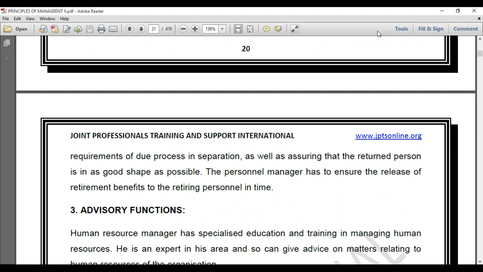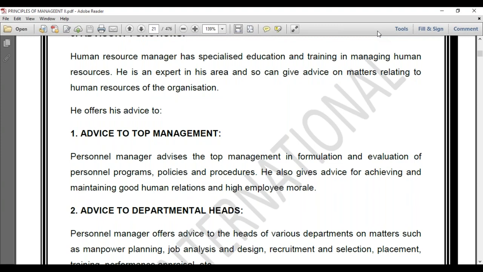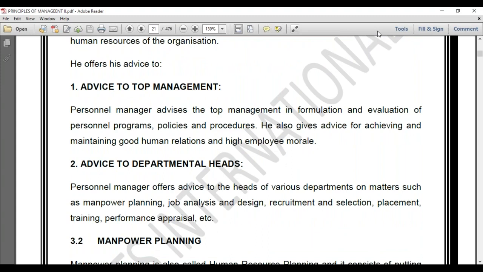So from there, we move to advisory functions. Under these advisory functions, the Human Resource Department plays an advisory role to top management. They advise management when to employ, when not to employ, when to downsize, when the organization is overstaffed, and things like that. They also advise departmental heads on how to go about the management and maintenance of the personnel under them. They design recruitment and selection processes, placement, training, performance appraisal, and so on. So they do all these things hand in hand with departmental heads of every parastatal.